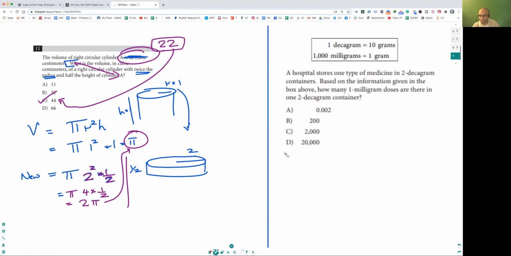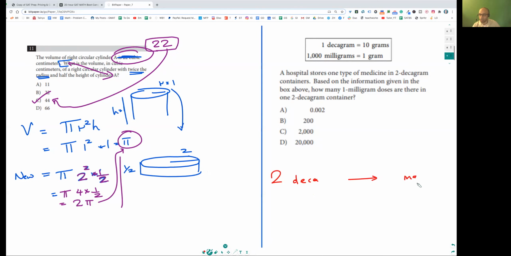Okay, you were asked 1 milligram, right? I'm just going to write it down as 1 mgm. Okay, 1 milligram. I'm just going to write it down as milli. 1 milli is equal to 2 decagram containers, right? They contain how many milligram doses? So they're basically asking you 2 decagram is how many milligrams, right? They're asking you how many millis are there in 2 decagrams, right?